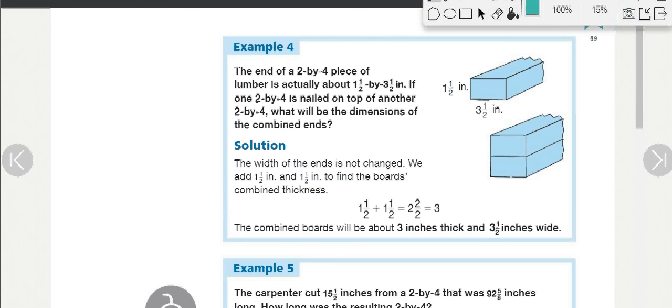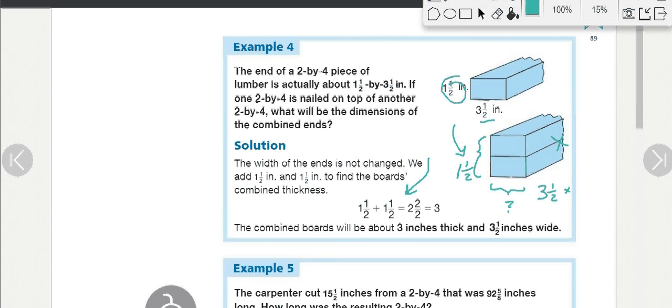If one is nailed on top of the other, like this picture, what will be the dimensions of the combined ends? So what's this dimension now? And this. We don't have to do this side. It's not even, it's all cut off. Okay? Well, this is easy, right? This is still going to be 3 1/2, right? The width of the ends is not changed. So 3 1/2 by, what's this part now? We find it by adding 1 1/2 plus the other 1 1/2. That addition is shown here.